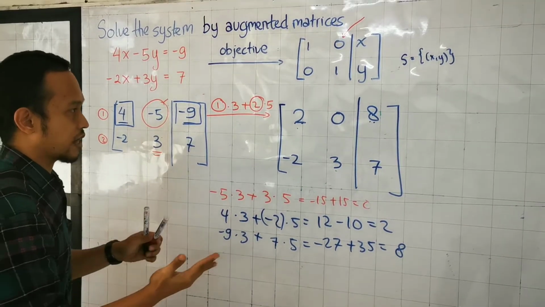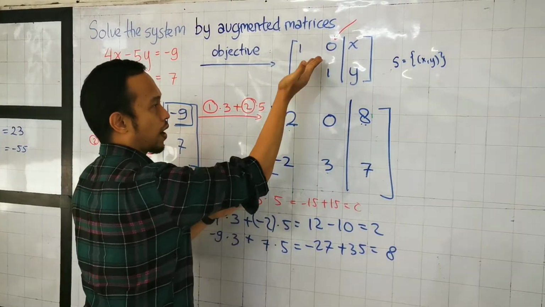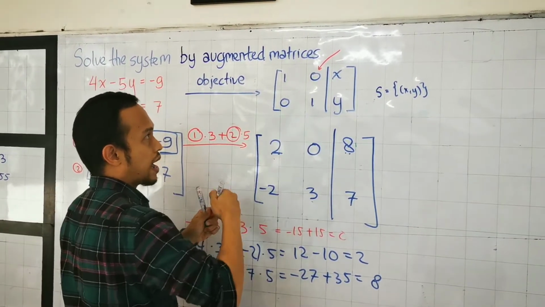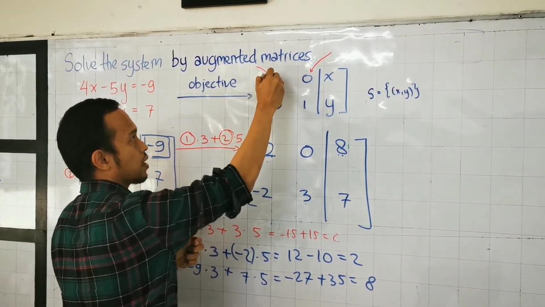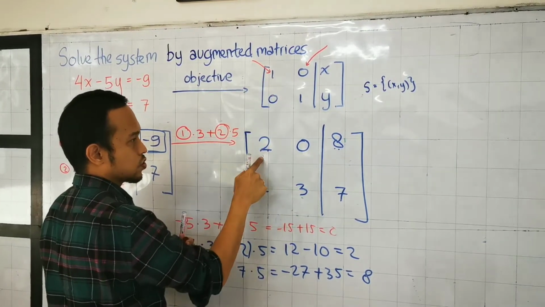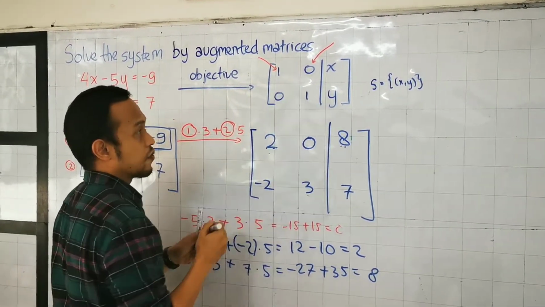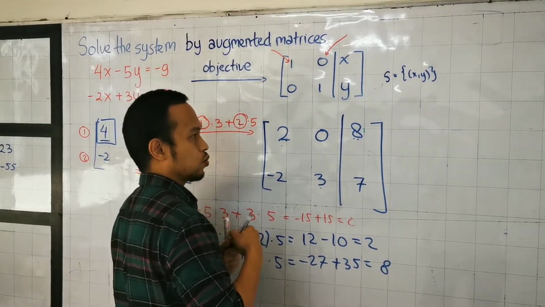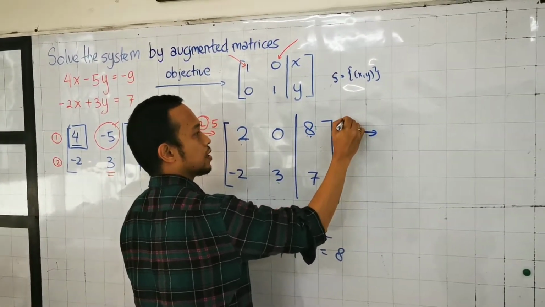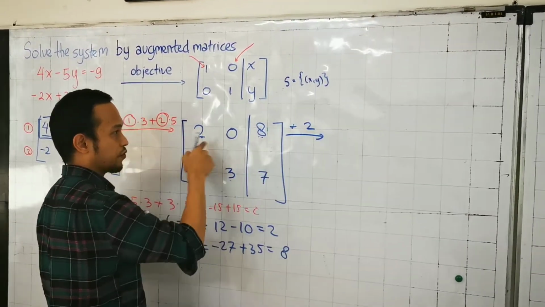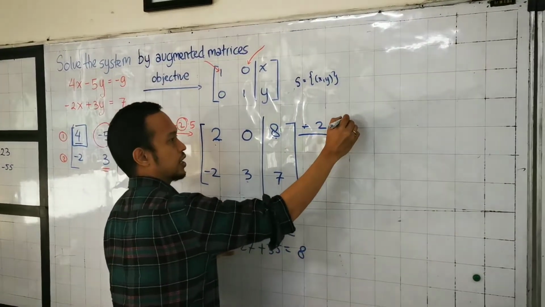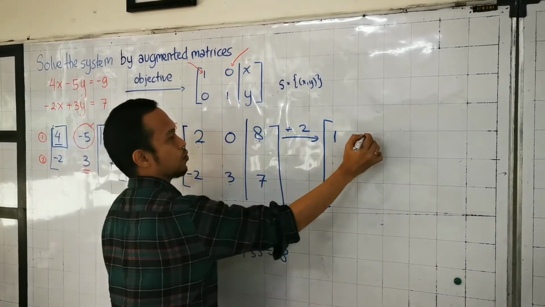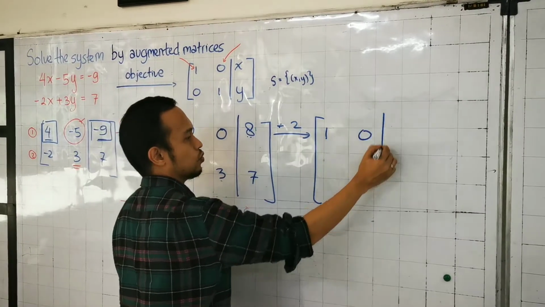Now, what is the second step? Let's go back to this one. The first row I have already made 0. But this is the next one. I need to make this 2 equal 1. For this part, I don't have to use the second row. I just need to divide all of this element by 2. In the end, I will have 1. 2 divided by 2 is 1, 0, and then 8 divided by 2 is 4.